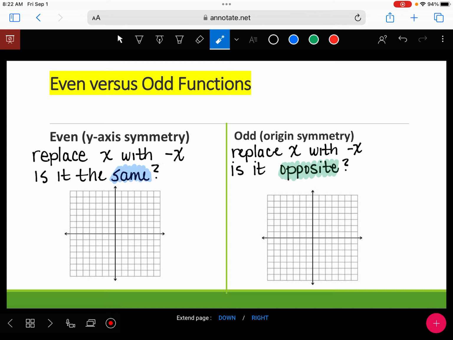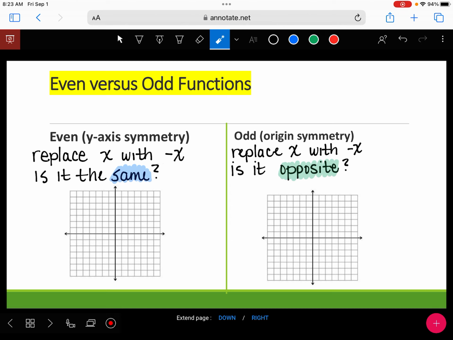Even is the same thing as y-axis symmetry. We talked about that on the last test. So for an even function, that means even has y-axis symmetry. We're going to replace x with negative x and see, is it the same? That's the question we're going to ask. Because after we replace x with negative x, if it's the same, then it's even. For an odd function, we replace x with negative x to see if it's opposite. So I kind of like to think odd, opposite, the two O's. Odd is opposite, even the same.